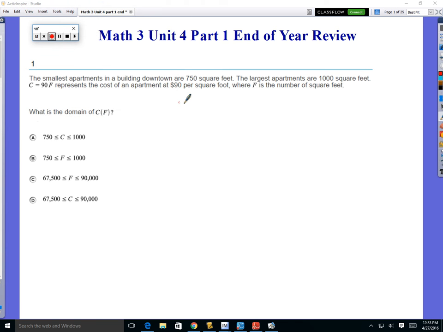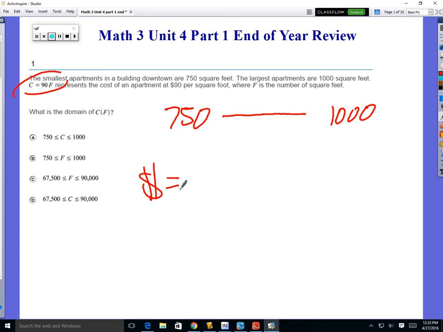The smallest apartment buildings are 750 square feet, and the largest are 1,000. So it's going to go from 750 to 1,000. And then this is some formula for the cost. The cost is going to equal 90 bucks per F, which is square foot. So 90 bucks times F.